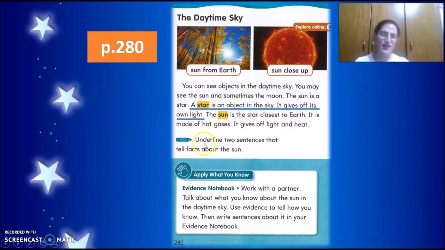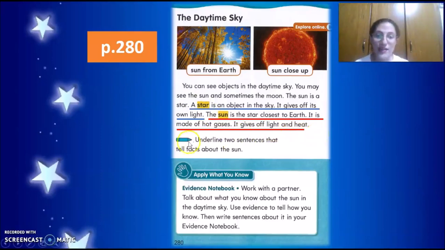Which of these sentences tell facts about the sun? Take a minute to observe carefully, and read carefully the paragraph. Which sentences tell us about the sun? Excellent! The sun is the star closest to Earth. Excellent! And it is made of hot gases. And it gives off light and heat. Excellent! Very proud of you guys.